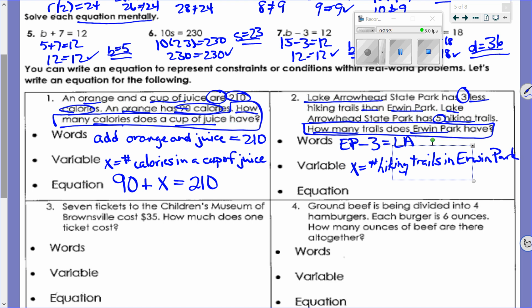So now let's write our actual equation based on the information they gave us. Lake Arrowhead Park has 3 less than Irwin Park, but Lake Arrowhead has 5. So how could I rewrite this? X minus 3 equals 5. Make sense?